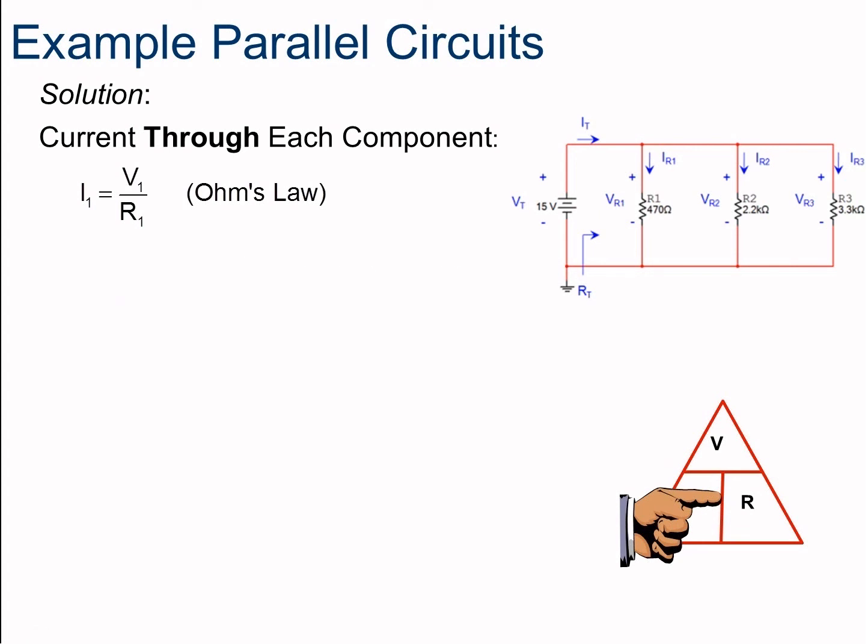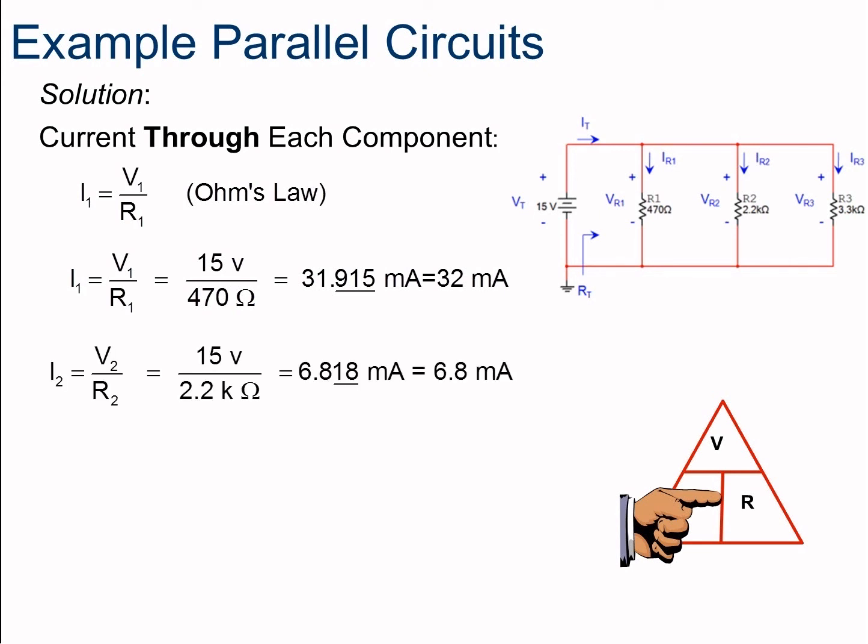Applying Ohm's law to each one of these branches, we get 15 volts divided by 470 ohms, 32 milliamps. 15 volts divided by 2.2 thousand ohms, and we get 6.8 milliamps. And then lastly, 15 volts divided by 3.3 thousand ohms, and we get 4.5 milliamps.